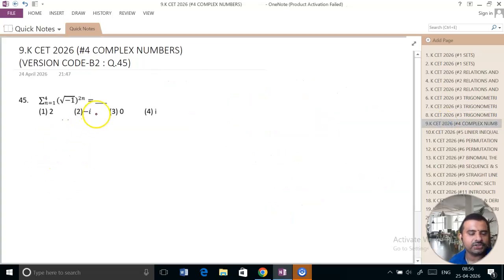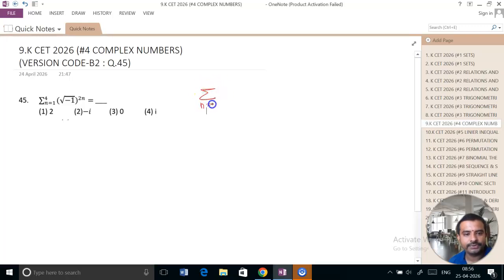So question number 45, version code B2. Summation n is equal to 1 to 4 of root of minus 1, we know this is iota, and we have 2 power n. If you apply n is equal to 1, it becomes i square. Since it is a summation, if you put 2 it is i power 4, if I put 3, i power 6, if I put 4 it is i power 8. You know i square is minus 1, i power 4 is plus 1.